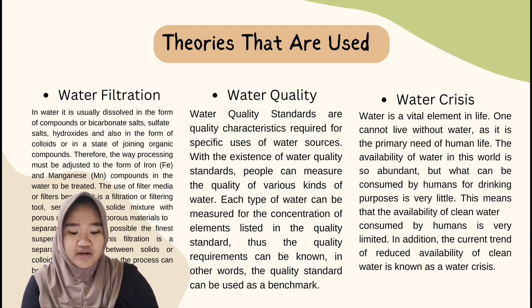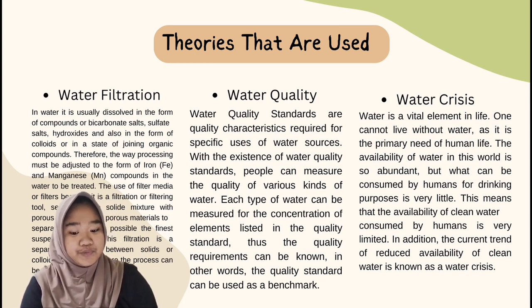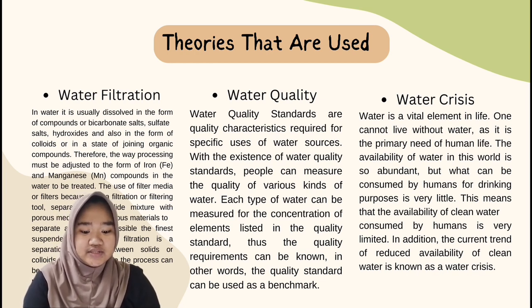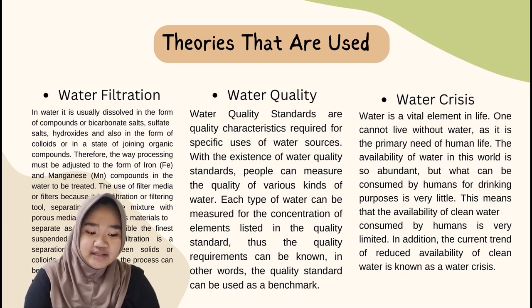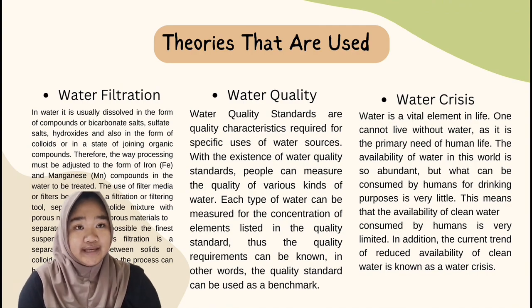The agricultural sector requires water for irrigating crops. Automatically, farming activities to produce food sources will be disrupted and hampered. As a result, humans will starve and lead to death due to lack of food supply.